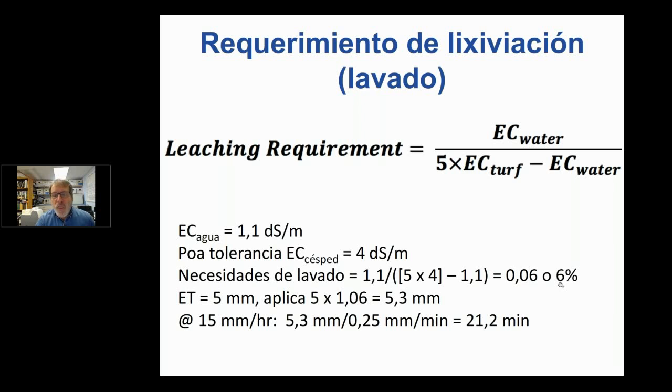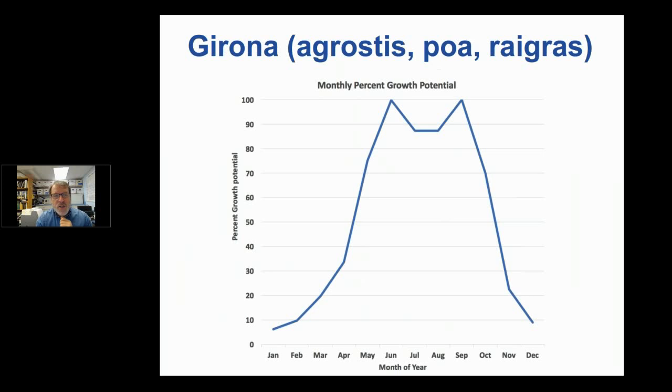If you needed to put down 5 millimeters of water to meet the evapotranspirational needs, so the ET is 5 for the day, you would need to put on 5.3 millimeters of water to keep the water moving through the soil so it wouldn't dry out. So that's one way. If your precip rate was 15 millimeters per hour on the system, you would divide by 0.25 to get millimeters per minute. You would need to run for 21.2 minutes. That gives you an idea on how you would calculate the leaching fraction that you would have to add in. So it's 6% more than you would otherwise.